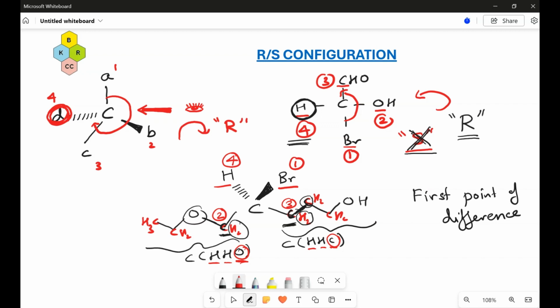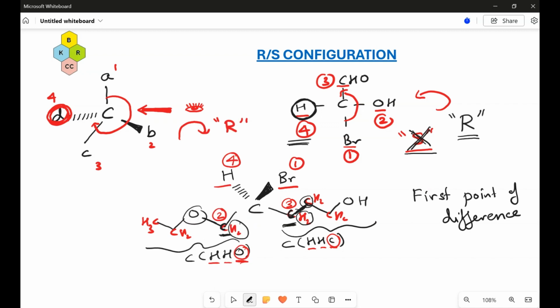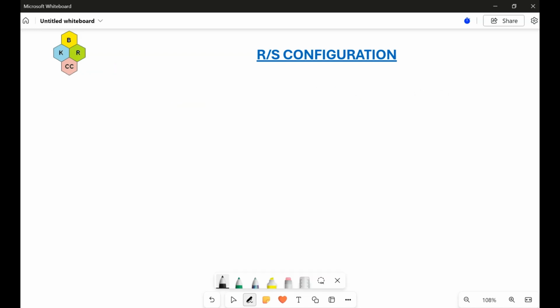Now traverse a semicircle. It will go from 1 to 2 to 3. As I told, I should keep the least priority away. I'm looking from the front of the board, so H is behind me, away from me. So 1, 2, 3 takes an anti-clockwise rotation. Therefore, it is S configuration. Let us take some more examples.